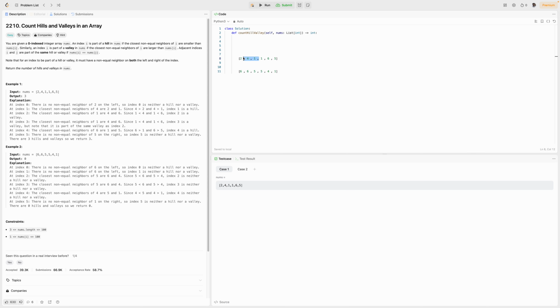So the pointers are going to be left, center, and right. And center is going to be right here. In this case, 4 is higher, so we're going to increment left, and if that's the case, we're going to increment left, center, and right.